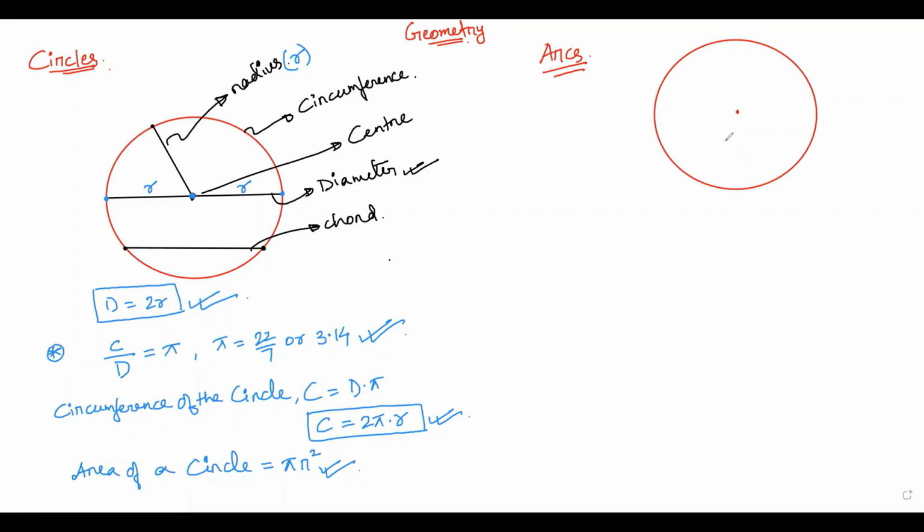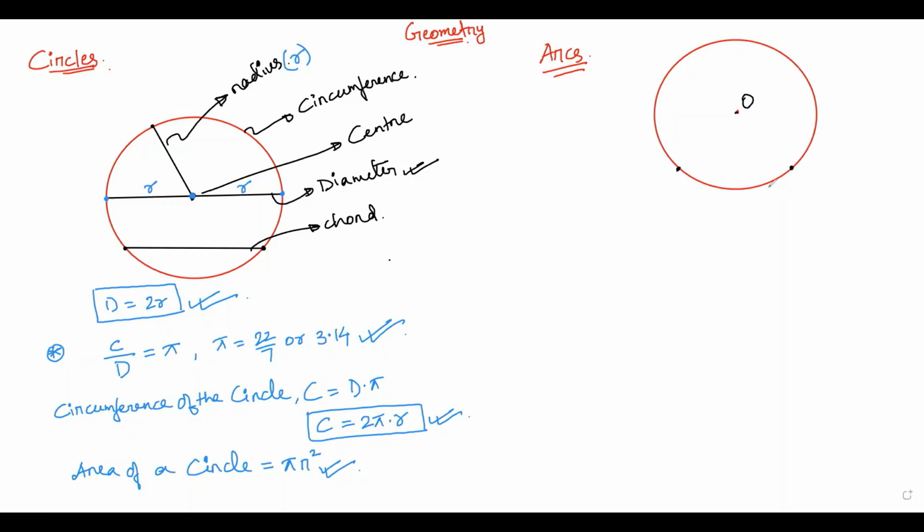Now, let us see what is an arc of a circle. Here, I have drawn a circle with center O. I have considered 2 points on the circumference of the circle such that these 2 points divide the circle into 2 parts. This is the smaller part and this is the bigger part. These parts are called the arc of the circle.